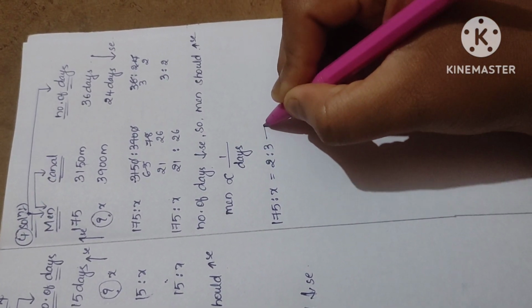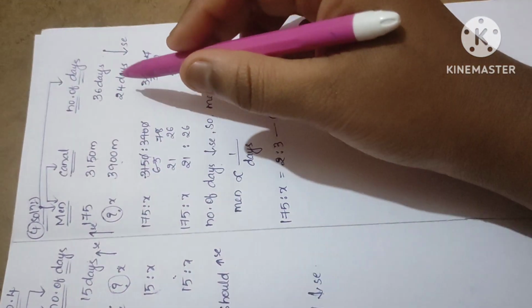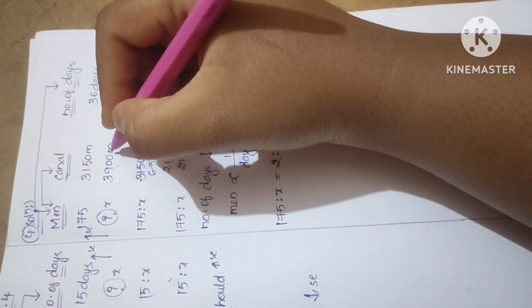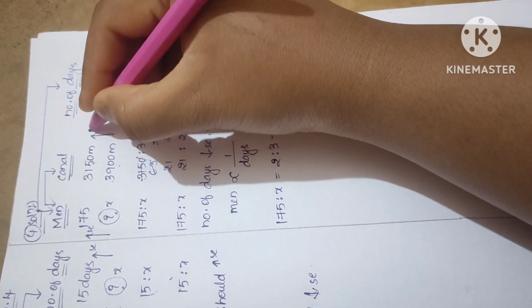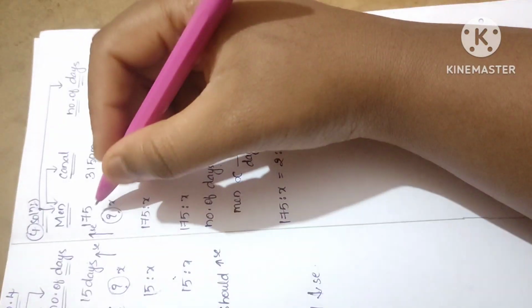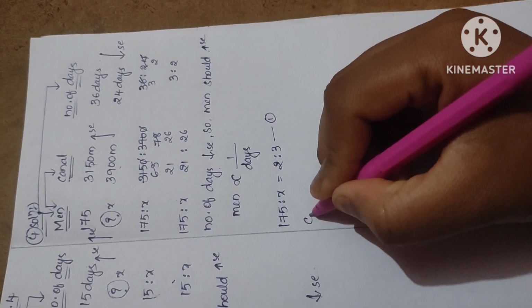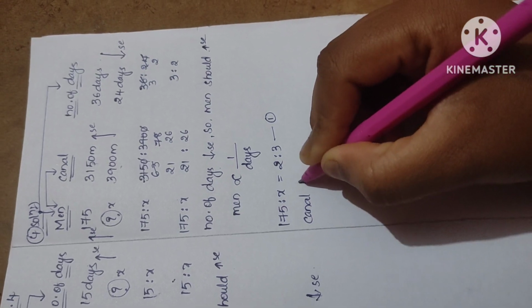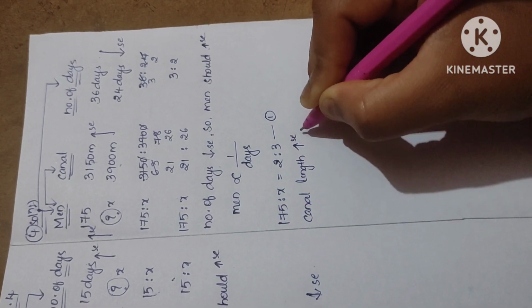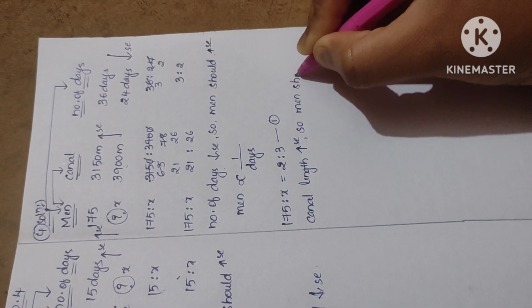So let us take it as equation 1. Next we have to compare the men with the canal length. If you see here, canal length increases from 3150 meters to 3900 meters. So what will happen to the men? If canal length increases, the number of men will also increase. If they have to dig more length, more men are required. So we can write the same statement: canal length increases, so men should also increase.